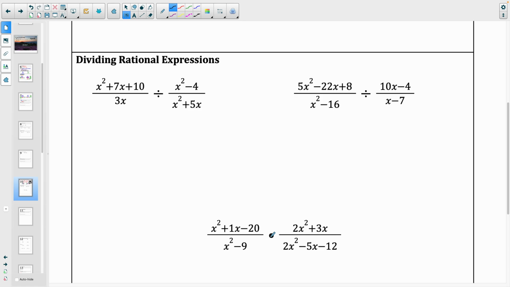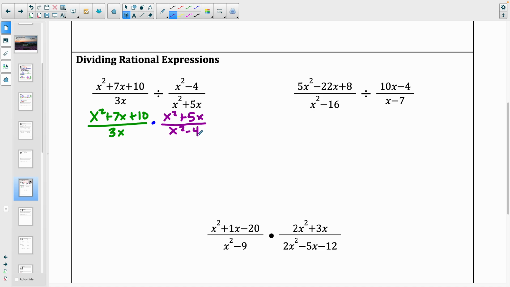All right, so we keep the first fraction as is. If you want to, you can do the factoring step at this point, but I'm going to break it down a little bit easier. So I'm just going to keep it as is. I'm going to switch my sign to multiplication, and I'm going to flip that second fraction to be x squared plus 5x over x squared minus 4.